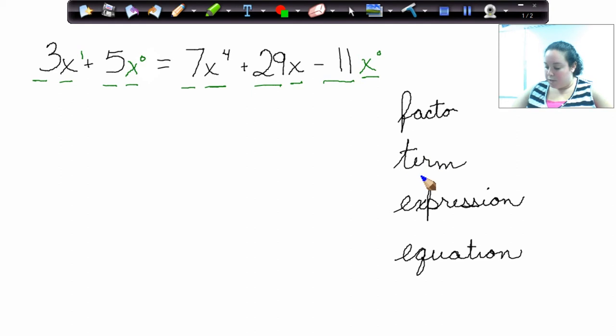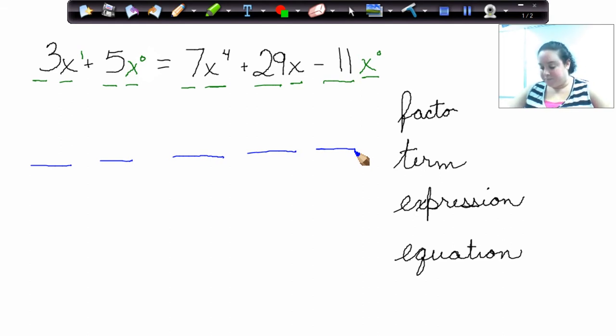What about the word term? A term is a piece of an addition problem. So we have 3x plus 5, so the 3x is a term, and 5 is a term. We have 7x to the 4th plus 29x minus 11, so the 7x to the 4th is a term, the 29x is a term, and the negative 11 is a term. So there are 3 terms in one long polynomial.